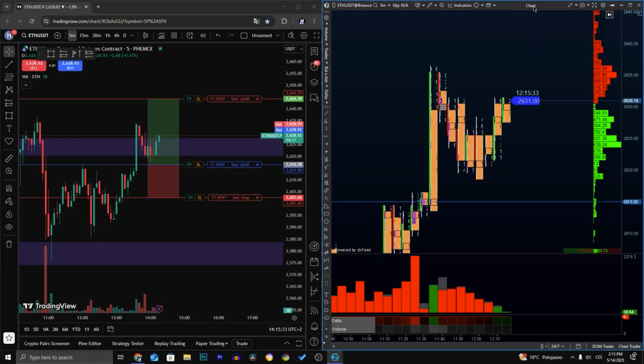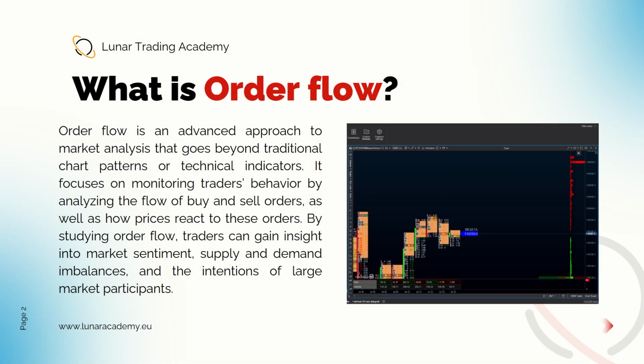Hands down, order flow in general is an essential part of long-term successful crypto trading, and not only crypto trading, trading in general, because it allows us to observe and better anticipate future price movement.